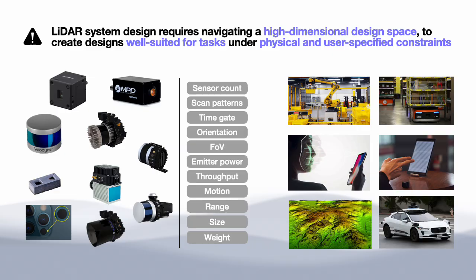Second, these configurations should ideally be suited for the target application. A front-facing smartphone LiDAR should capture fine-scale facial geometry, whereas a distributed robotic tracking system should conform to the robot's workspace and kinematic constraints. Third, design should satisfy both physical constraints like size, weight, power, and cost, and user-specified design preferences, requiring rapid, constraint-aware design exploration.